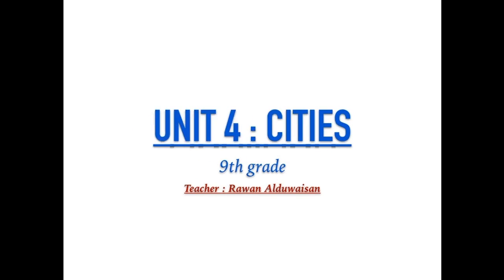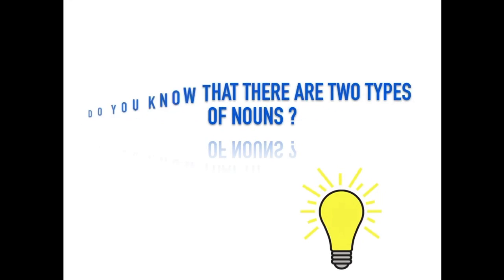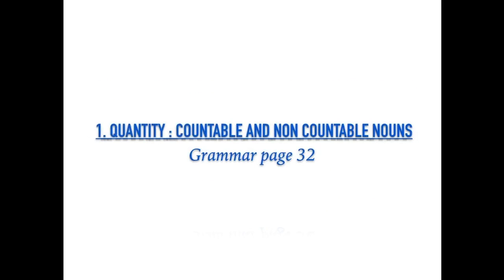Today we are going to discuss the quantities lesson from Unit 4 Cities, 9th grade students. First of all, do you know that there are two types of nouns in the English language? And the answer is yes, there are two types of nouns in the English language. Our lesson today is quantity. The quantity contains the countable and non-countable nouns. You can find it at page 32 in your student's book.